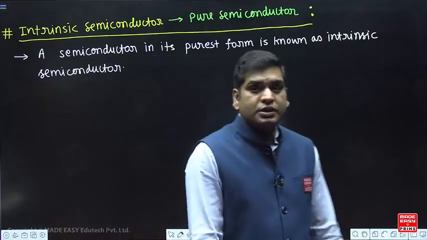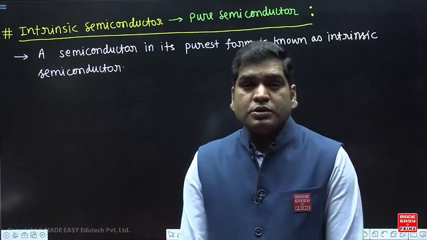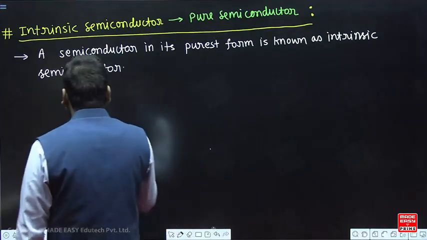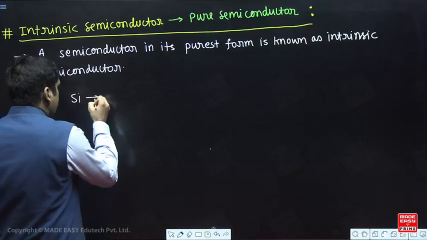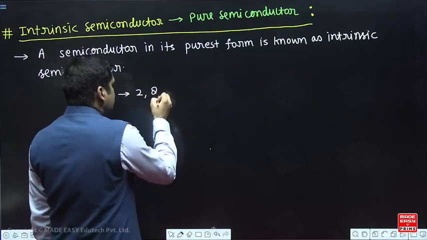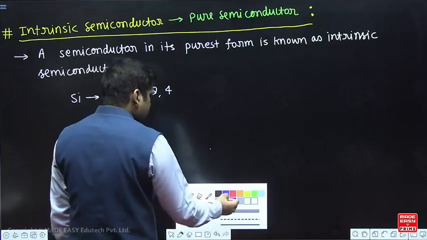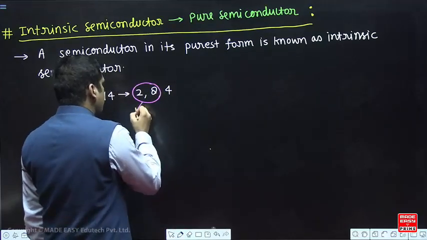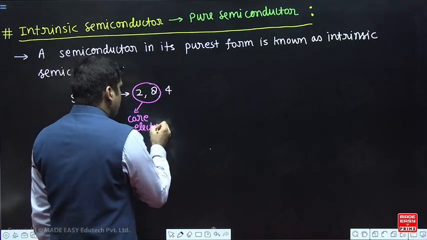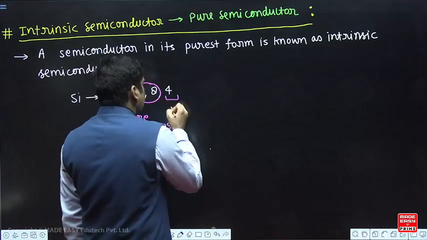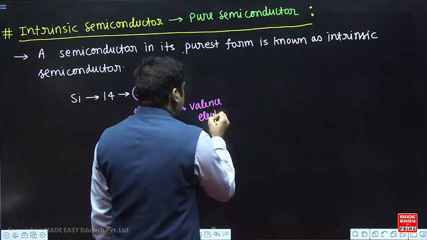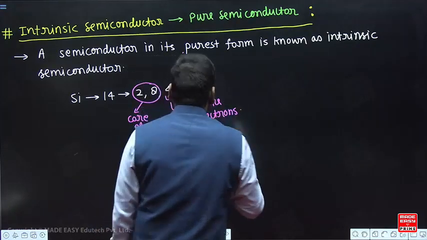We know that silicon is in the fourth group, so it has 4 valence electrons. Actually the atomic number of silicon is 14, so it has 2, 8 and 4. The inner two, these are the core electrons. They do not participate in the bonding. So bonding is done by this electron. This is the valence electron.